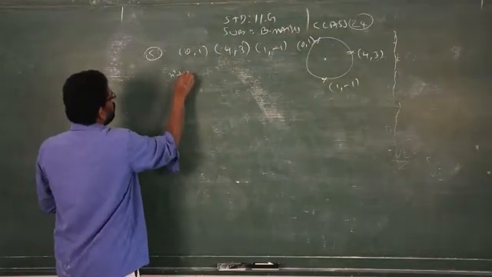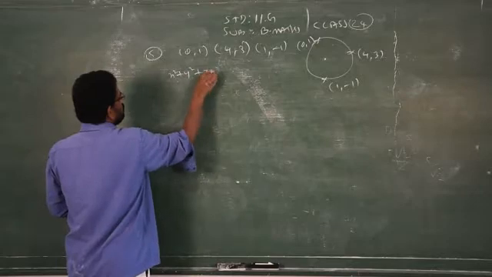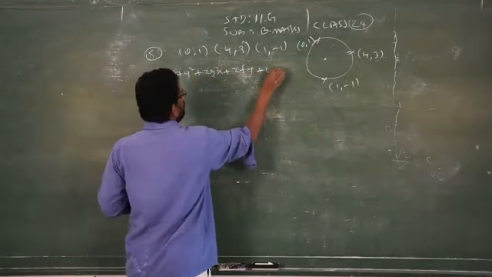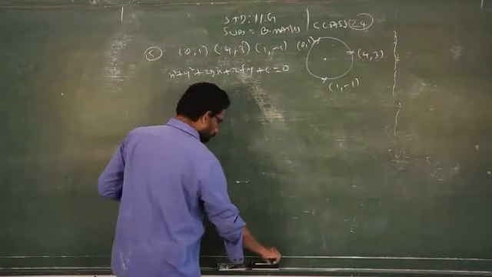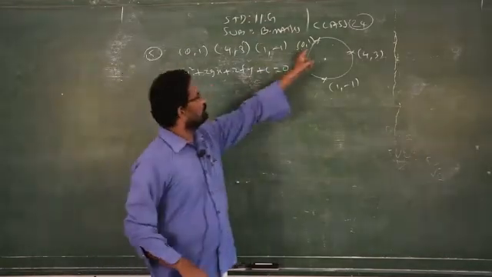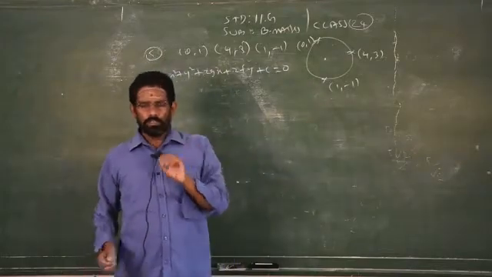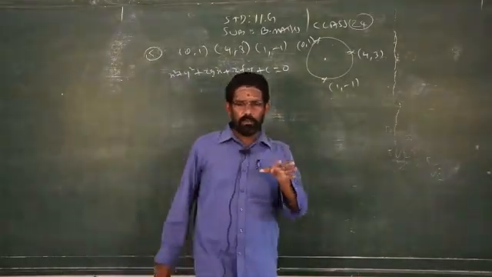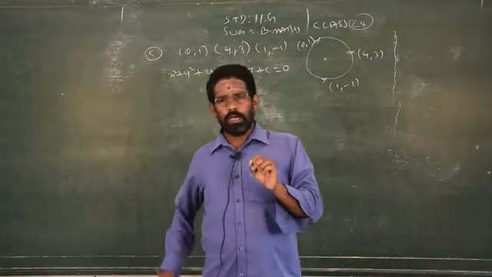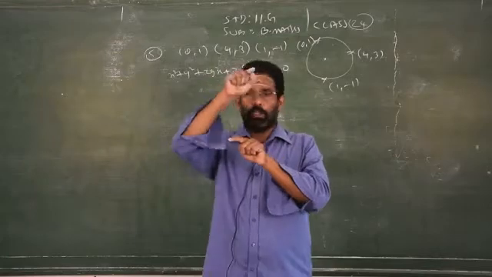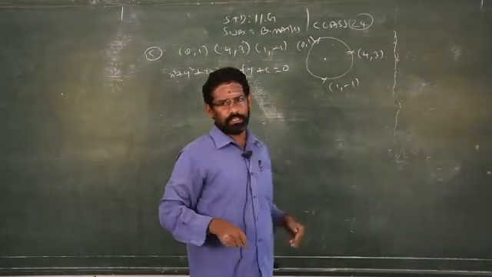x square plus y square plus 2gx plus 2fy plus c is equal to 0. So this is the equation of the circle. This circle is passing through how many points? 3 points. In any straight line that you studied in the lower classes, if the straight line passes through a particular point, then the point should satisfy the equation that you learned already in the lower class.